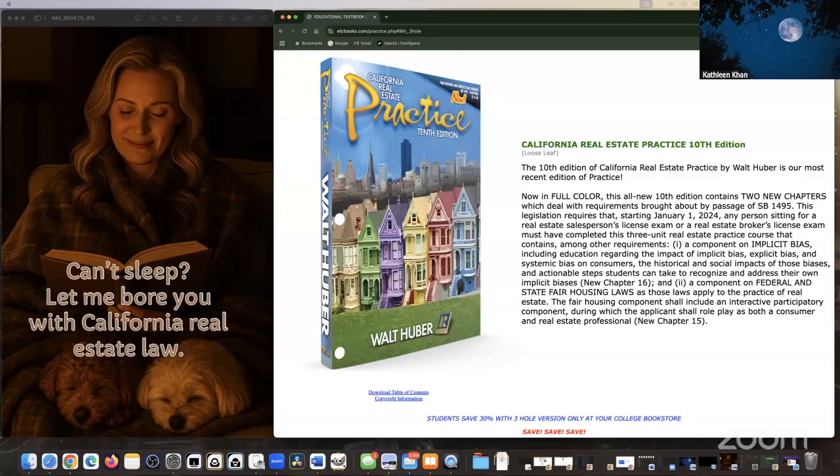This series I want to start tonight is because I have students that reach out to me and say the book is just really hard to read. And I'm with you on that right now, especially because I don't feel well. But I am serious when I say, if you can't sleep, let me bore you with California real estate law. I want to read through the book, and I'm going to try to do a chapter a day.